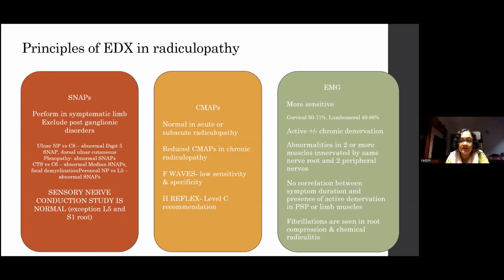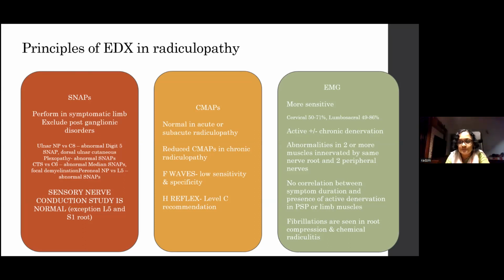If it's very early, all you'll see is reduced recruitment. If it's two or three weeks into the illness, you will see some fibrillations or positive sharp waves, hence active denervation will be there. If it's two, three, four months, it's chronic denervation. So you will see active fibs and positive sharp waves along with chronic changes.